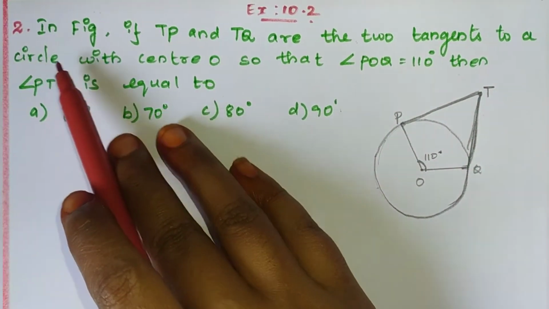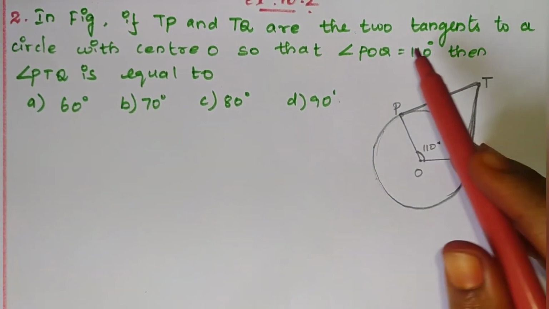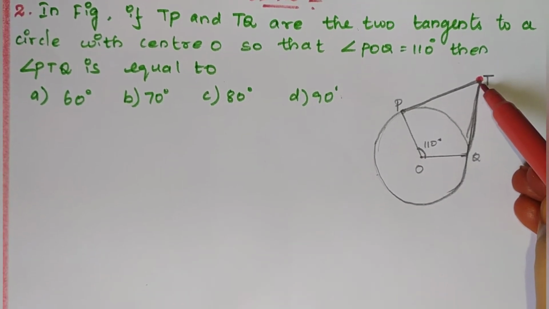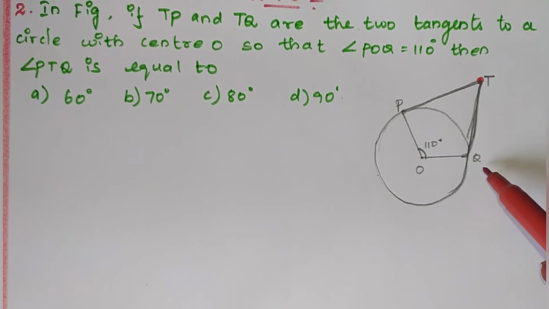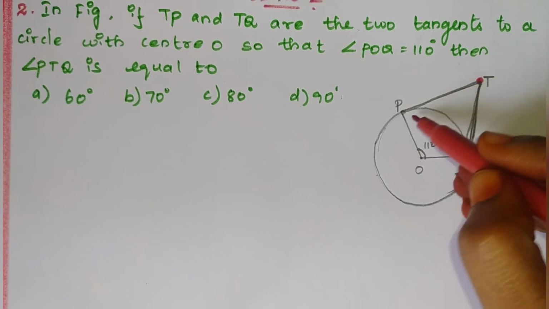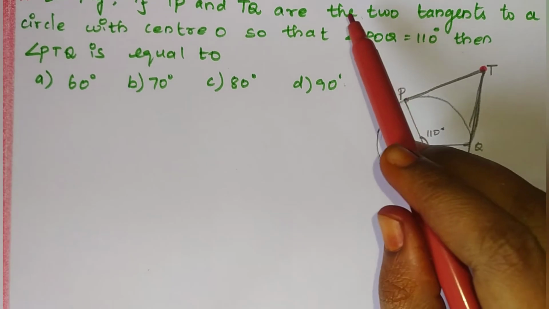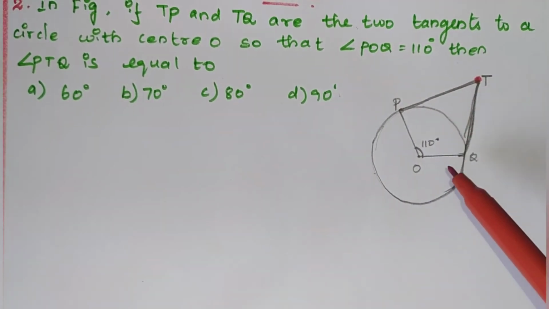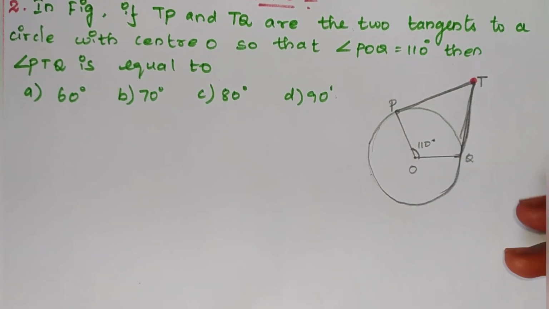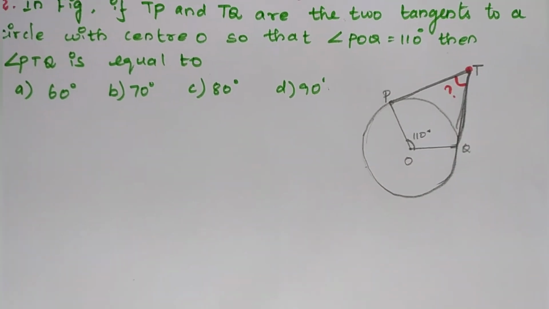Next, second problem. In this figure, TP and TQ are the two tangents. T is the exterior point, P and Q are the points of contact. So this is the length of tangents. TP and TQ are two tangents to the circle with center O, so that angle POQ is 110 degree. Then angle PTQ, this angle you have to find.